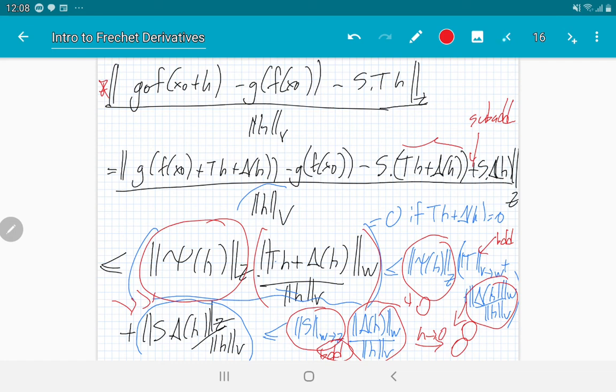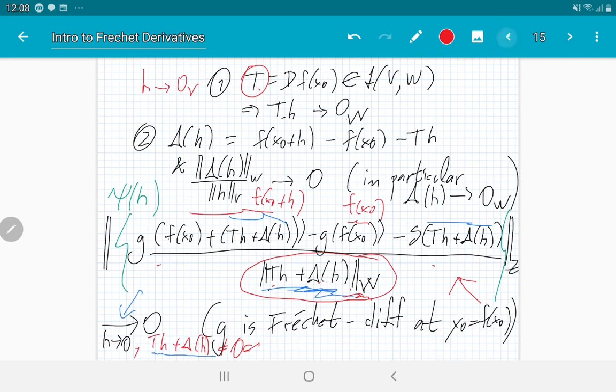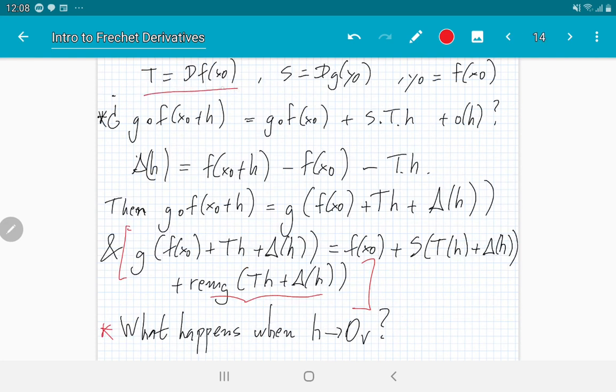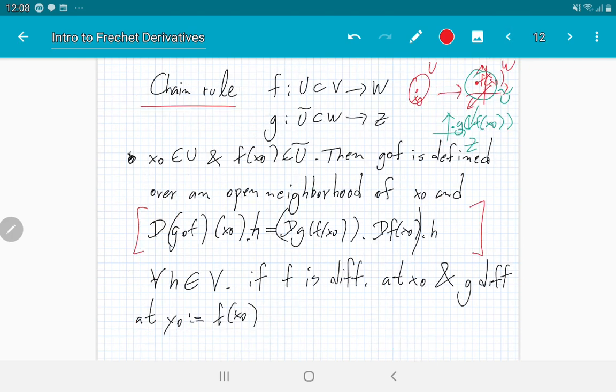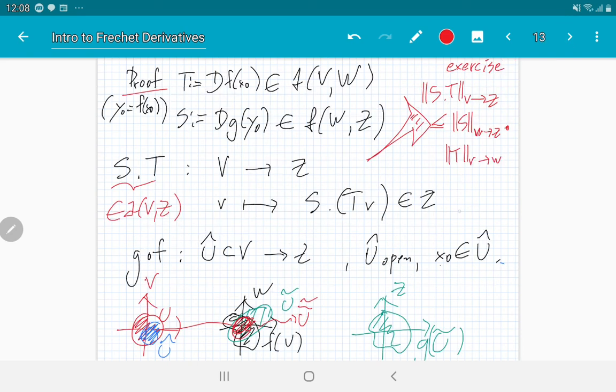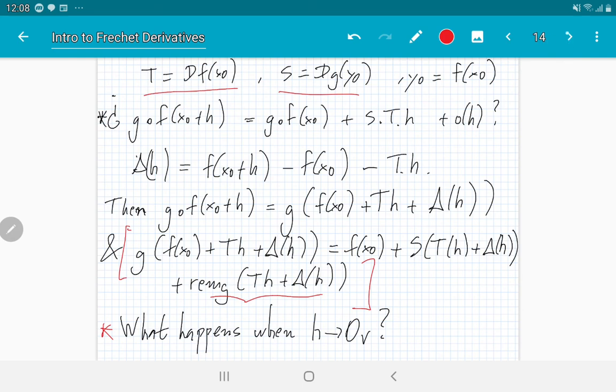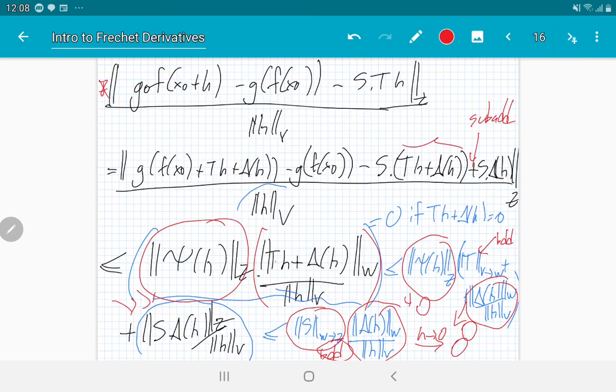And finally, what we have accomplished is, remember, t is the derivative of f at x0, s is the derivative of g at f of x0, and we have finally proven this chain rule. We have proven that the derivative of g composed with f is a product of linear transformations. In the sense, well, a product is simply the composition of linear transformations, which is another bounded linear operator. And that's it. So with this, I'm done. I finish. We've proven the chain rule.